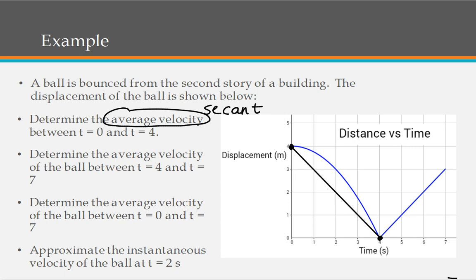The solution, I think this one's quite obvious. As 1 second goes by, you displace 1 towards the origin. So the slope of that line would be 1 over 1, which is 1. And the sign is negative. So -1, and the unit is meters per second.